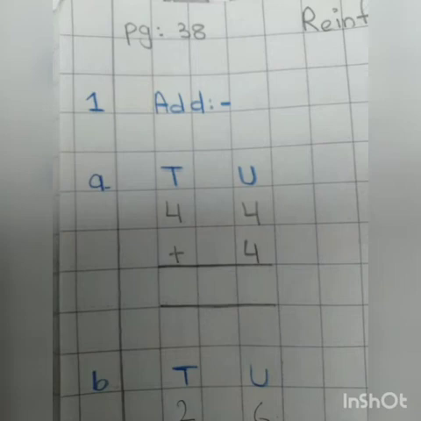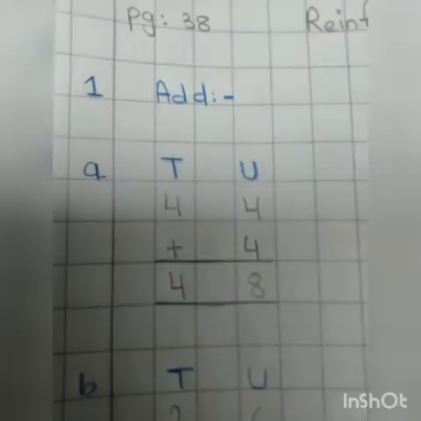First of all, see tens and units. You have to add 44 plus 4. So we'll add units first. 4 plus 4 is 8. And the 4 tens, which is written in the tens place, the 4 will come down as it is because there is no number to add with it. So the answer will be 48.